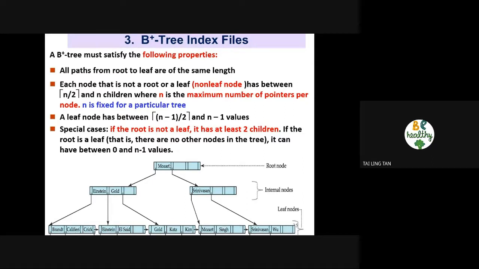So all the paths from the top to the end should be the same length. So this one is 1 level, 2 levels, 3 levels. If the path here is 3 levels, then all the nodes here should be only at 3 levels. It won't accidentally have another one that is 4 levels. If these 3 levels do not have enough space or nodes to connect, then it will restructure and become 4 levels. Each node that is not a root or leaf, sorry.